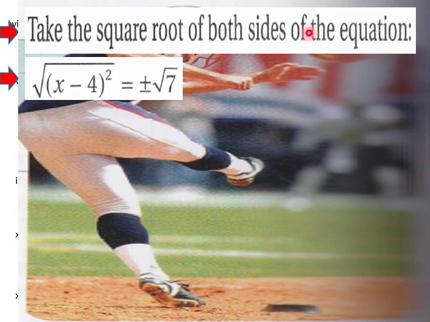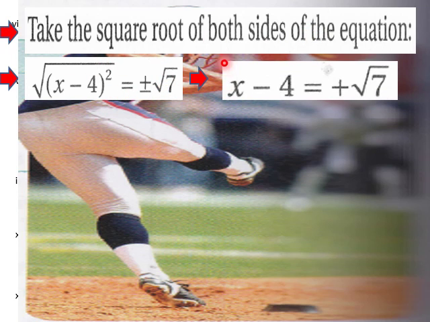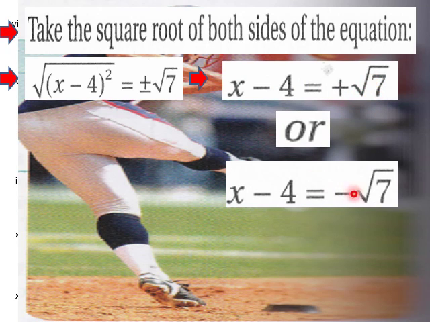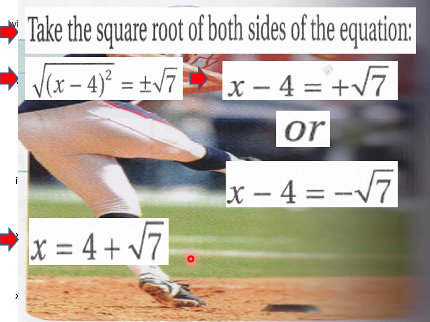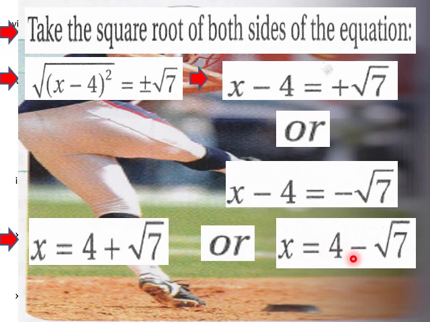Take the square root of both sides of the equation. When we do that, we have x minus 4 equals plus the square root of 7 or minus the square root of 7. And then we solve for x. So x equals 4 plus square root of 7 or x equals 4 minus square root of 7. So that would be another way that you could solve these non-factorable quadratics.